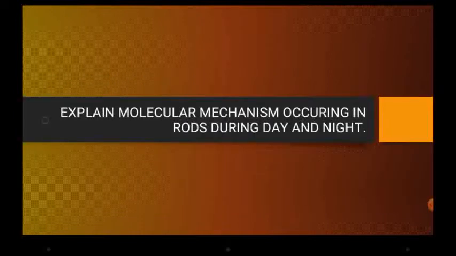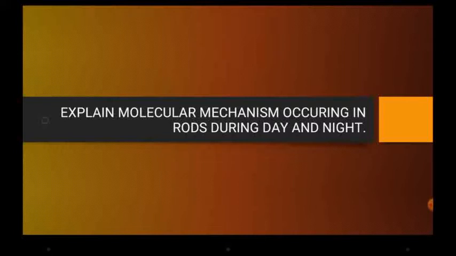The next question: explain the molecular mechanism occurring in rods during day and night. Now, what are rods? Let's first understand them. Rods are a type of photoreceptor cell. These photoreceptor cells are found in the outer nuclear layer of the retina. These rods are extremely sensitive to light, and they are the receptors used for night vision. They give good vision in low light.